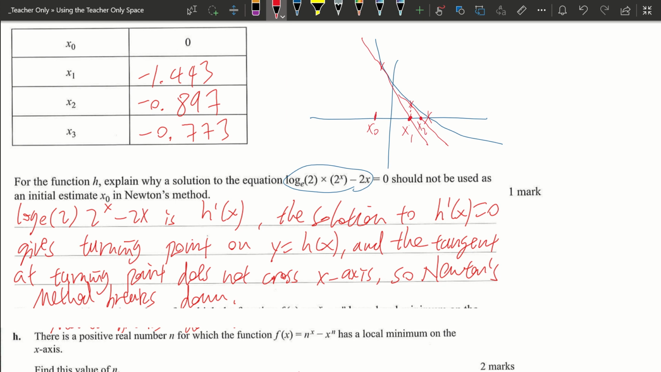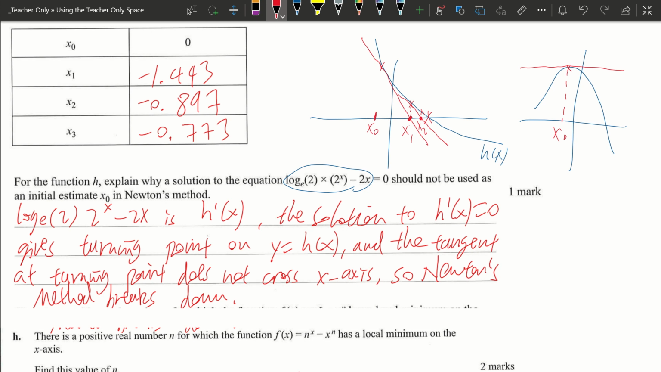So you can see x0, x1, x2, x3, x4. Eventually, you keep drawing tangents, and you keep finding the x-intercept of the tangent. You are going to get very close to the x-intercept of your original graph. Okay, so let's say this is h. But if you begin your x0 here, exactly at the turning point, you can draw a tangent, but it has no x-intercept because it doesn't go through the x-axis.